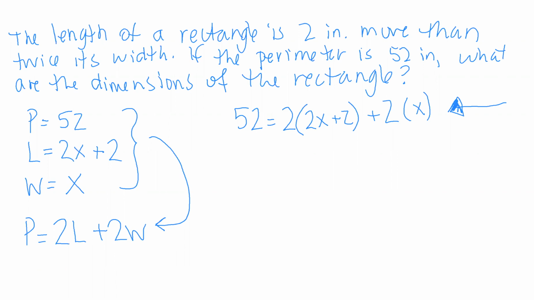So let's simplify. I get 52 equals, well, I need to distribute initially. So 2 times 2x is 4x. And then 2 times 2 is 4. And then over here, 2 times x is just 2x.